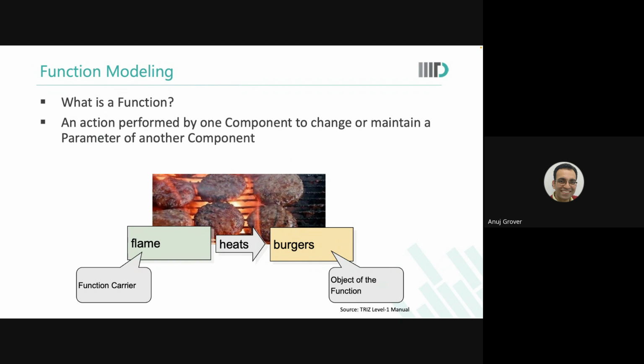Okay? Now, flame over here is called the function carrier because it is performing the function. And burgers are the object of the function because their parameter is either changed or maintained by the function. Is this clear?